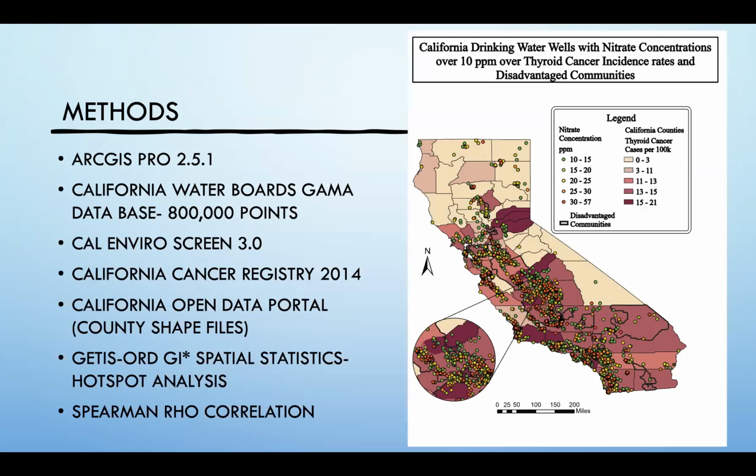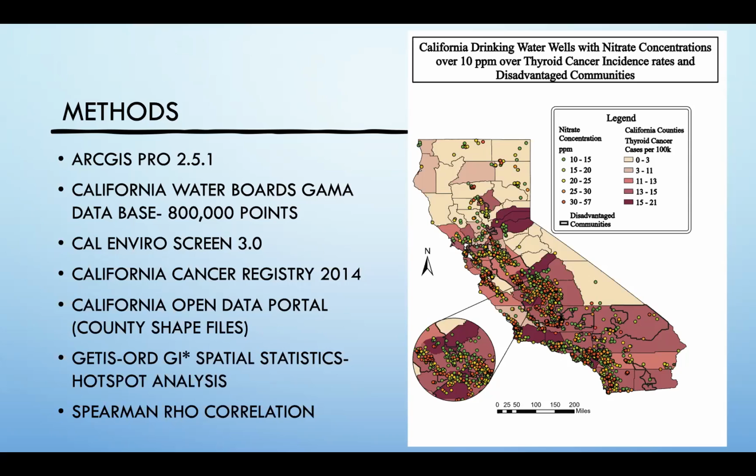And so looking more at nitrates in relation to thyroid cancer in California, we didn't find any studies in the literature doing this, so we thought we could fill a gap and do a similar analysis to Vermont and Iowa. So we used ArcGIS Pro and the California Water Board's GAMA database, the Groundwater Ambient Monitoring and Assessment Program.